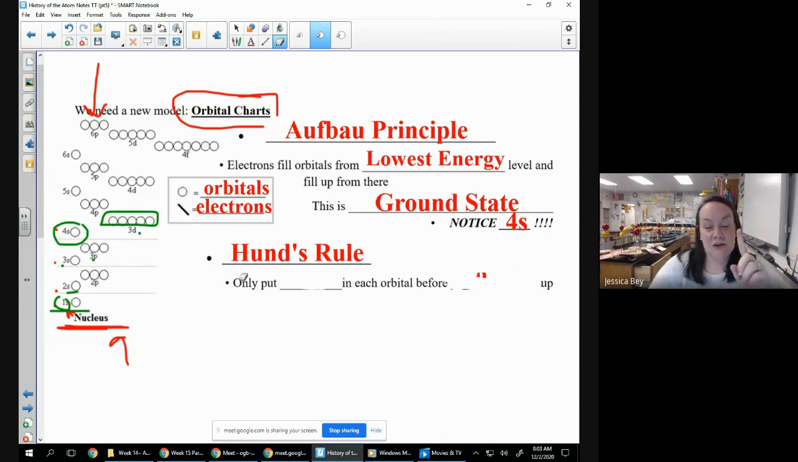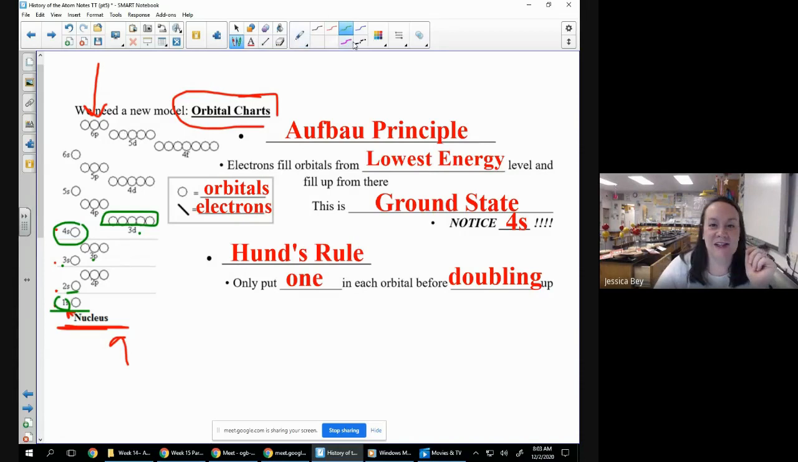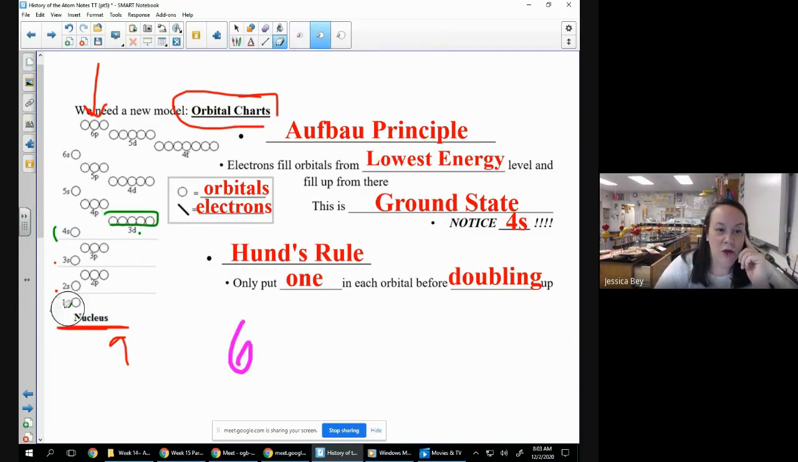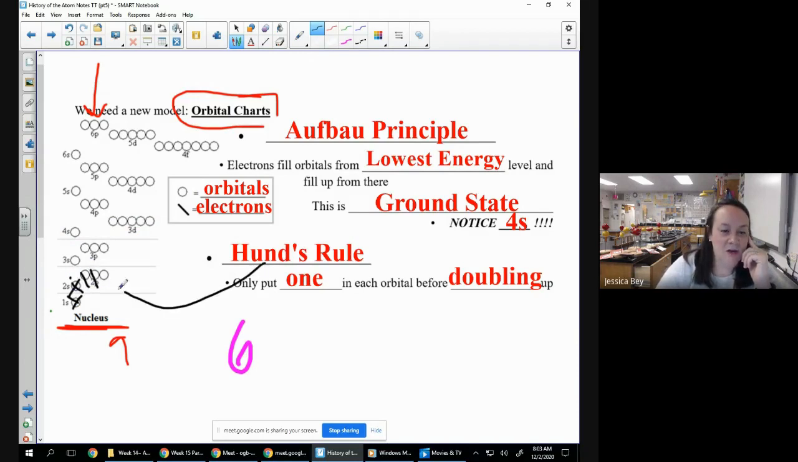And that's because electrons are negative and they don't want to be near each other unless they have to be. So you only put 1 electron in each orbital before you double up. What you would do, for instance, let's pick an element like carbon. Carbon has 6 electrons. So you go ahead and put 6 electrons starting at the bottom. You would say we have 1, 2, 3, 4, 5, 6. And Hund's rule makes sure that you spread these out before you go back and force them into the same one.